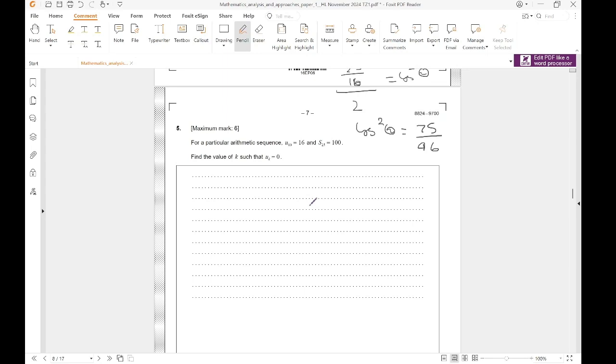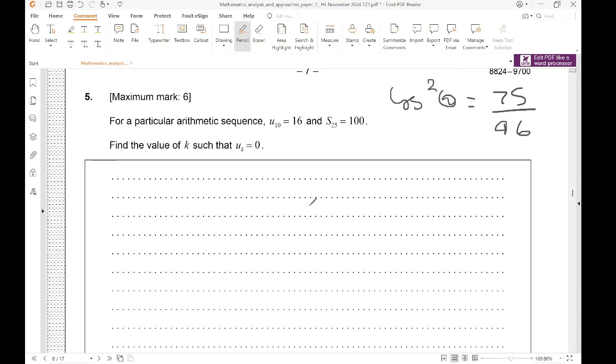Let's move on. So now I'm going to try to save a little bit more space for further working out. Yes, so for a particular arithmetic sequence, U10 is equal to 16 and the sum of 25 terms is 100. So find the value of k such that u of k, the term k, is equal to 0. So pause the video and give it a go.